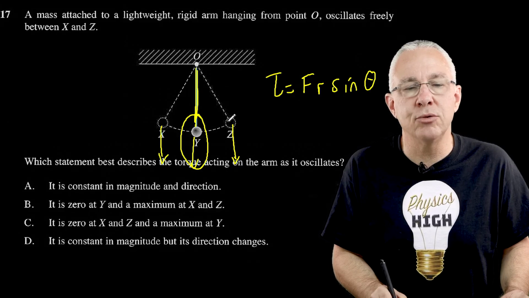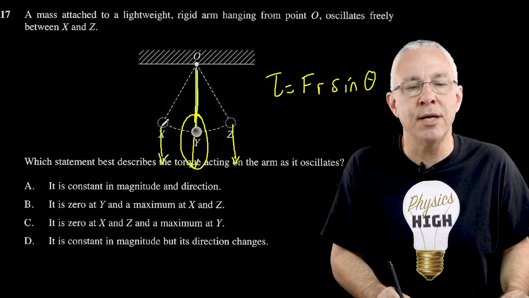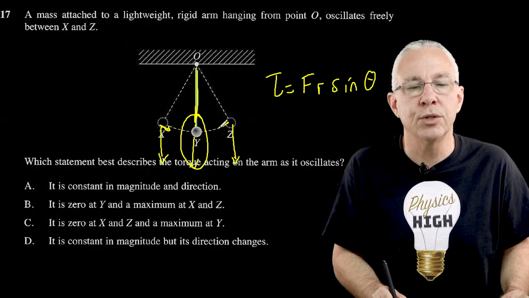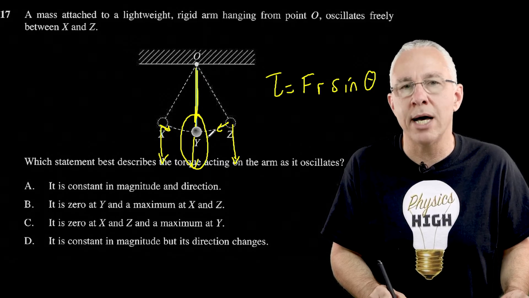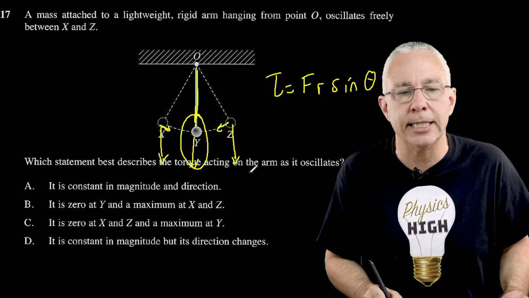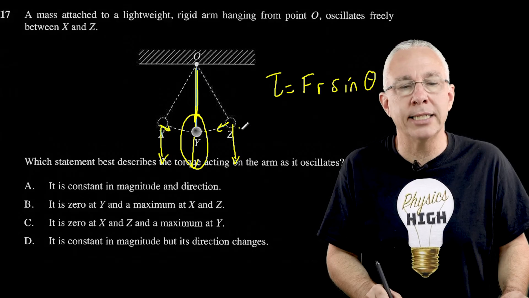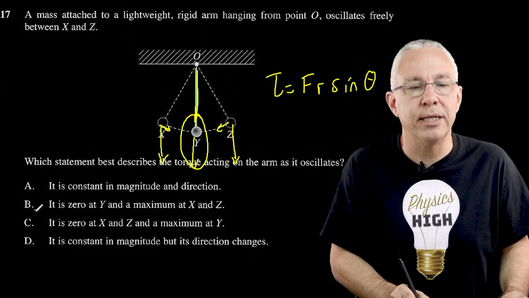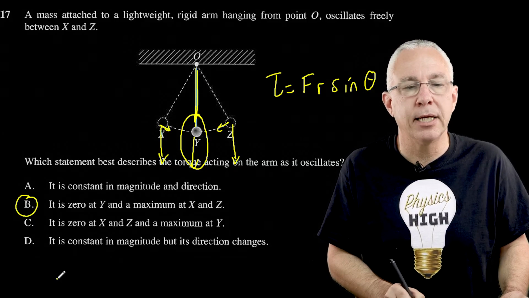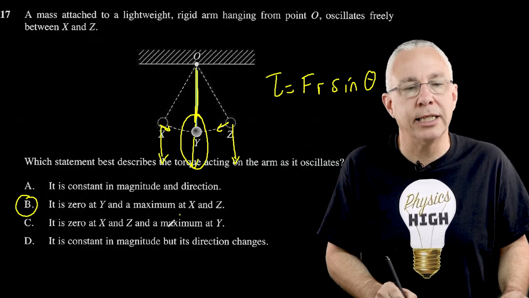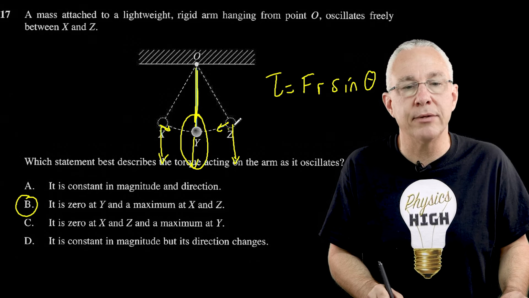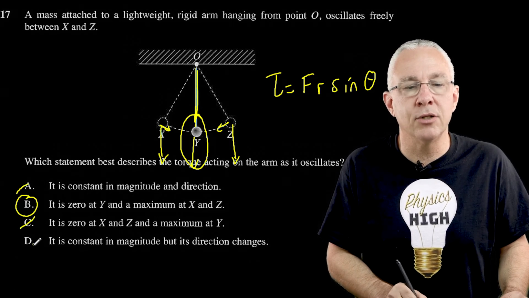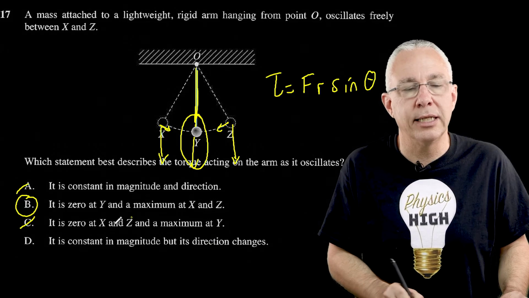When we look at these two extremes, we can see we do have some component acting in towards Y. That means there is a net component in towards Y. As a result, we actually have a torque, which is actually the reason why it swings and oscillates. And so it's maximum at X and Z and 0 at Y, which means B is our only answer. It can't be constant in magnitude and direction because it clearly changes. It can't be 0 at the extremes because ultimately we do get it to accelerate from those positions. And it's not constant in magnitude with only the direction changing. Clearly that's not true either.